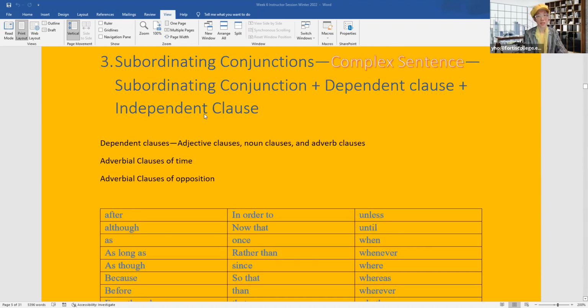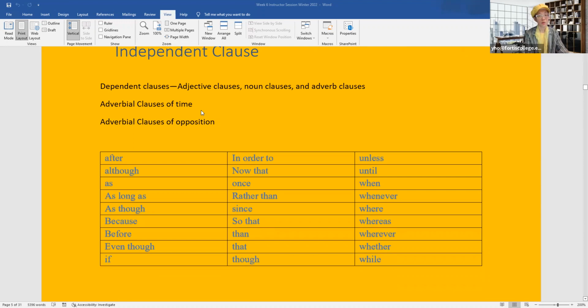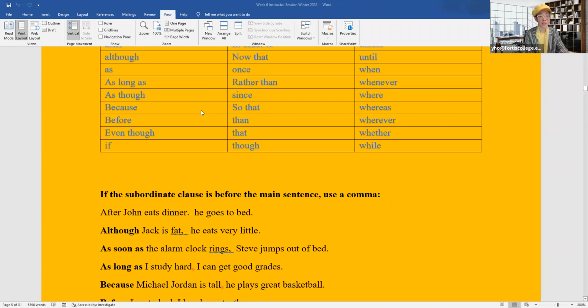A subordinating conjunction makes a complex sentence. A complex sentence has a subordinating conjunction, which begins a dependent clause, plus an independent clause. And these words are all examples of subordinating conjunctions. Whenever you have a subordinating conjunction starting a sentence, that becomes a dependent clause, and it cannot stand alone, and it is a sentence fragment.